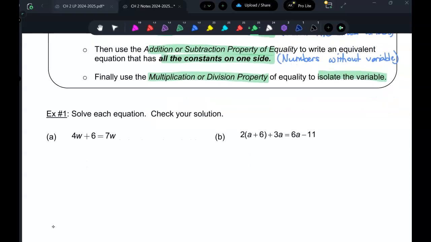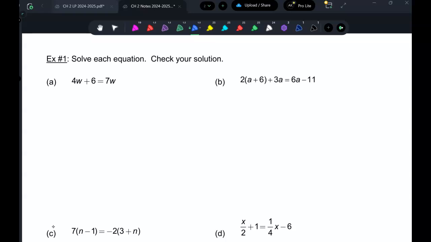Okay. Solve each equation. We're going to check our solution. So the first step, I look at that both sides have a variable. I want to look at which one is the smaller one, the 4W or the 7W. The 4W. If there's nothing in front, is this a positive or a negative? It's a positive. So how am I going to cancel a positive 4W? Minus 4W.